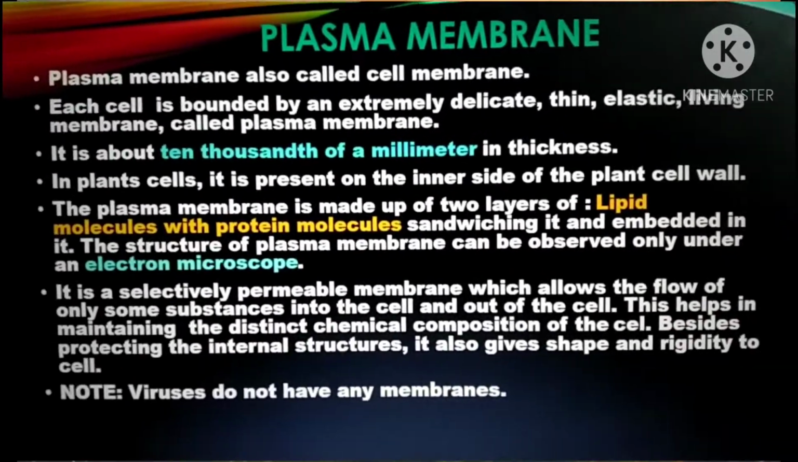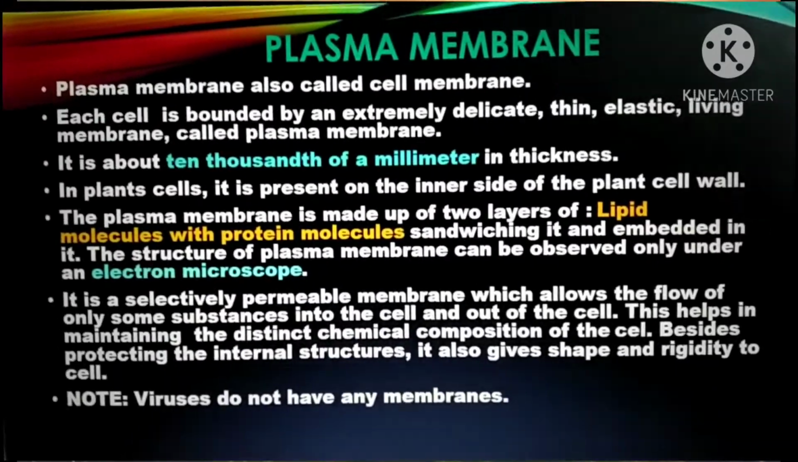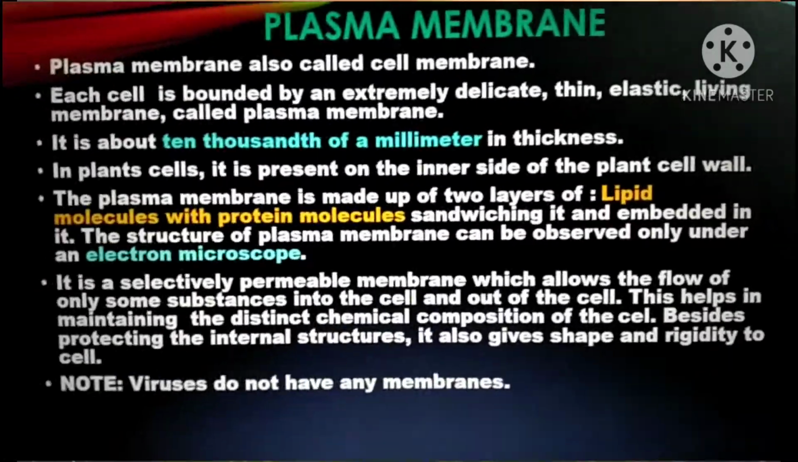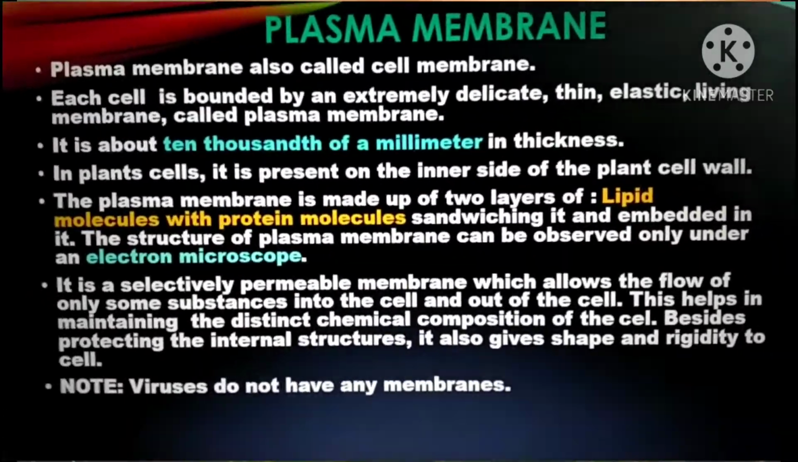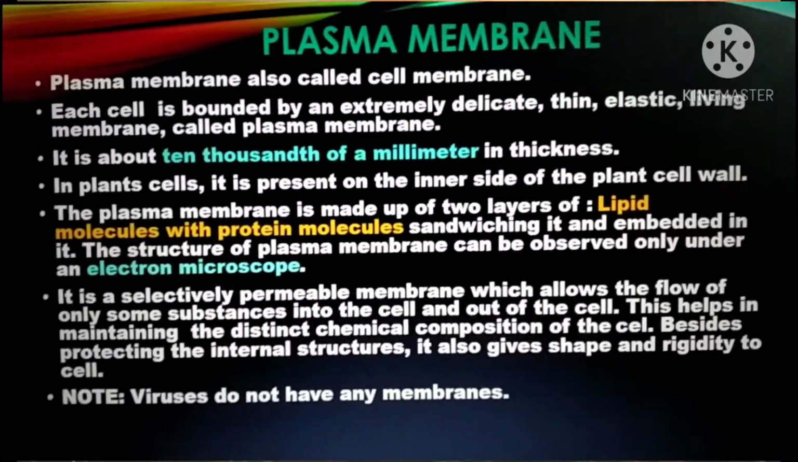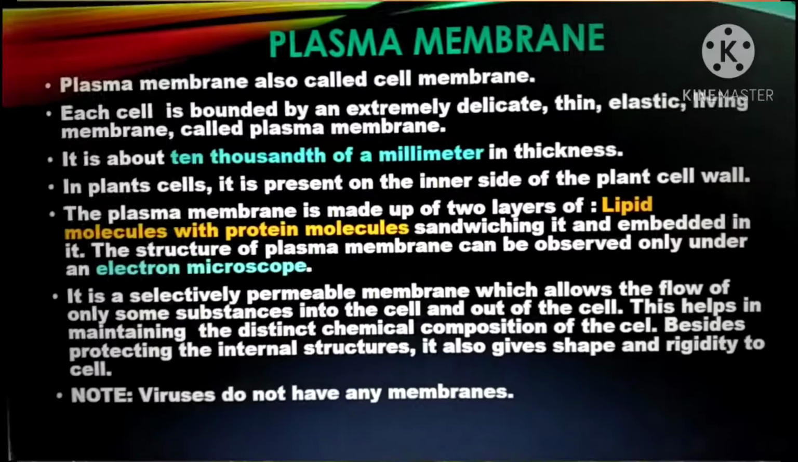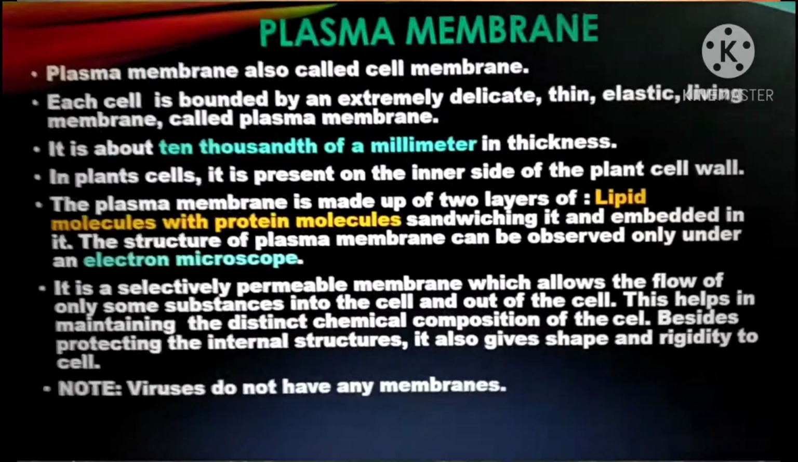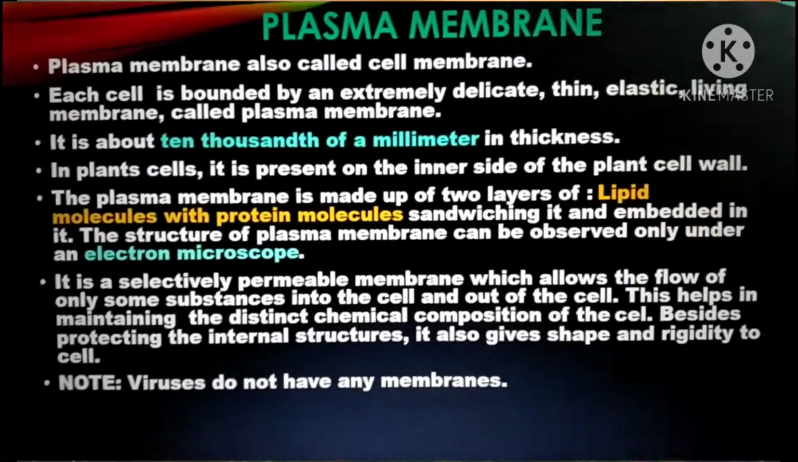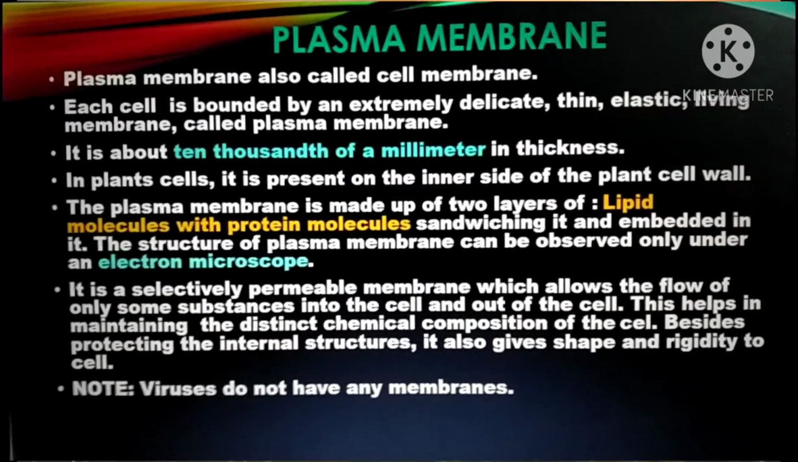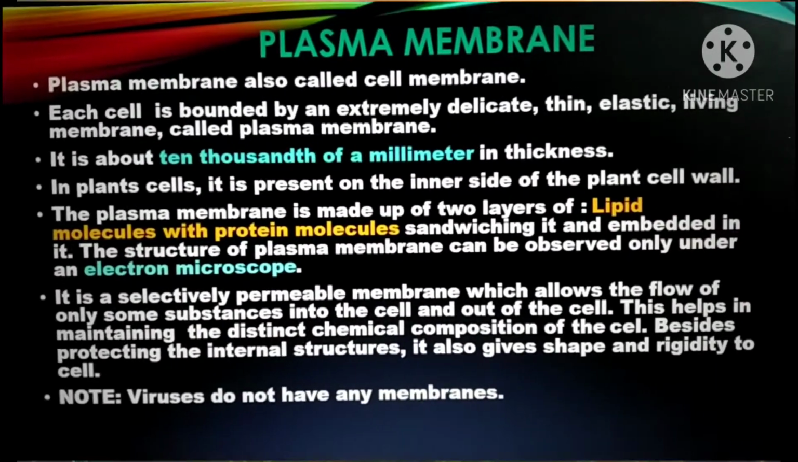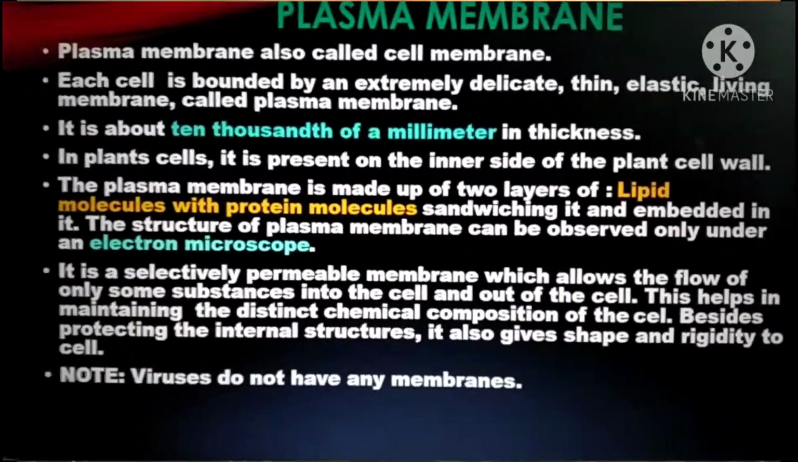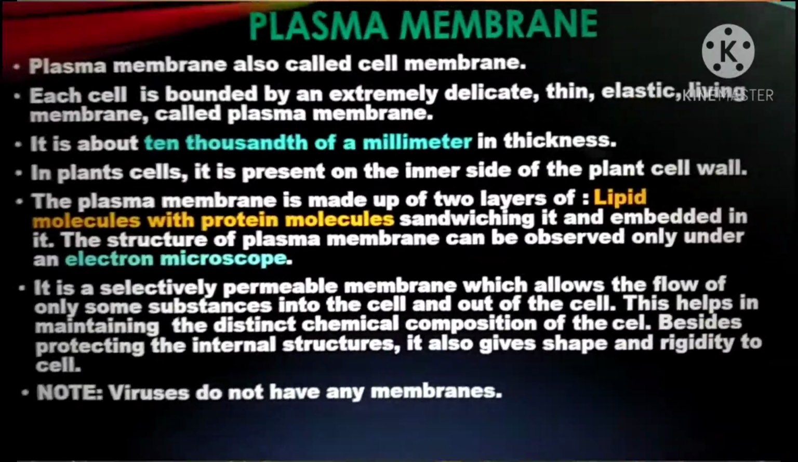Plasma membrane, also called cell membrane. Each cell is bounded by an extremely delicate, thin, elastic, living membrane called the plasma membrane, as you have seen in the earlier diagram. The thickness of a plasma membrane is about 10,000th of a millimeter. In plants there are two outer coverings, the cell membrane and the cell wall; the plasma membrane in plant cells lies on the inner side of the cell wall. The composition of the plasma membrane includes lipids and fat molecules. There are many types of lipids, which we will discuss in the biomolecules or biochemistry chapter.